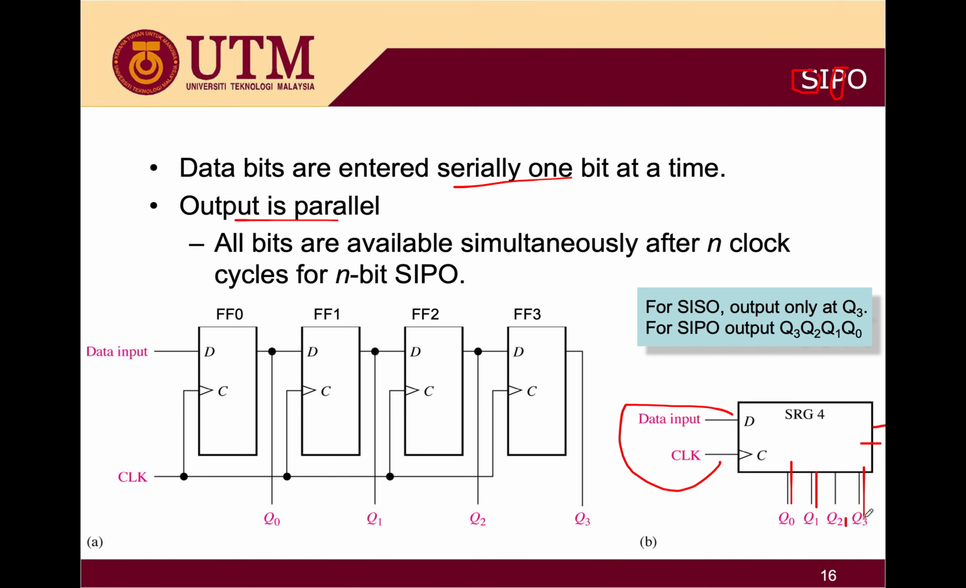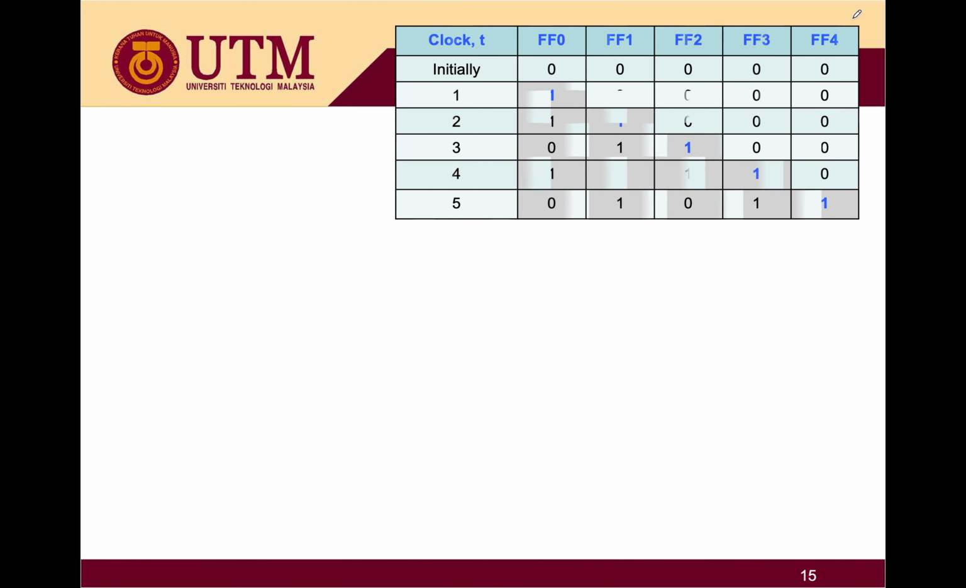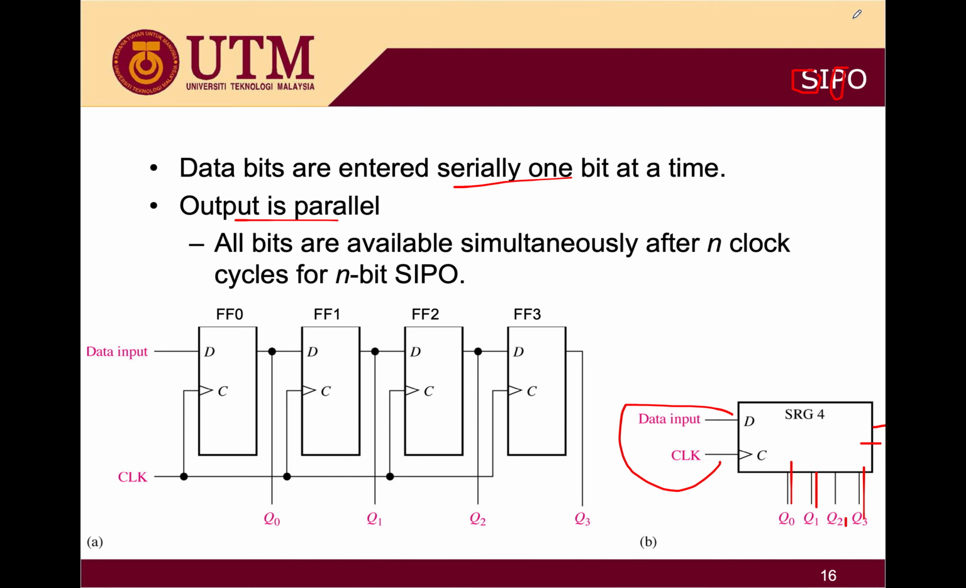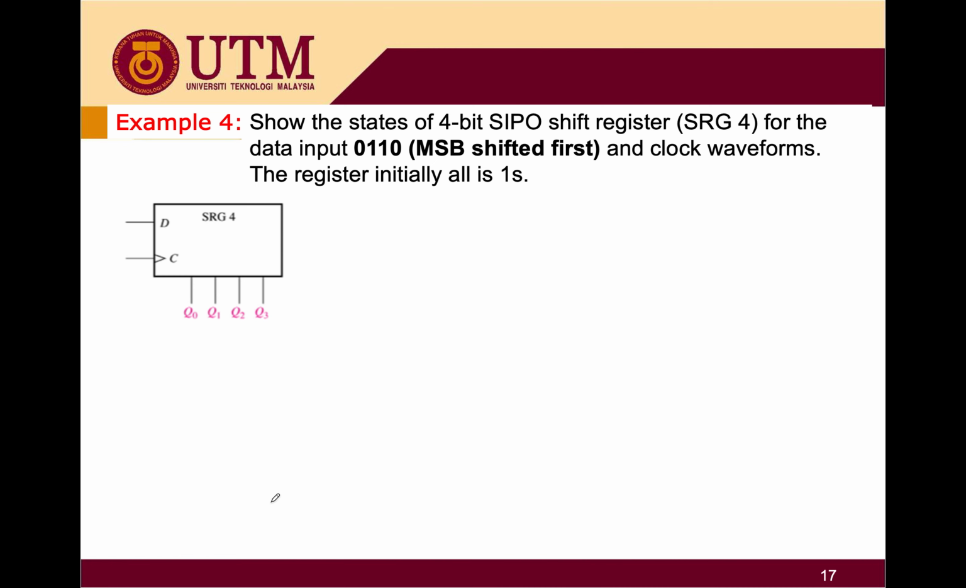Because over here you can see how the connection looks. You're going to see only at the end, so that's why you will get only Q3 at the end of your clock flip-flop. But for SIPO, because it will be parallel, at each flip-flop you're going to come up with the output Q3, Q2, Q1, Q0.